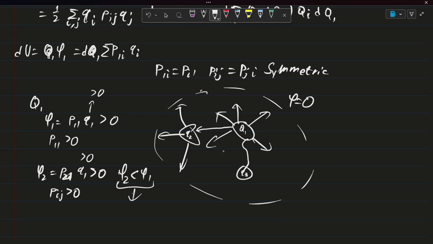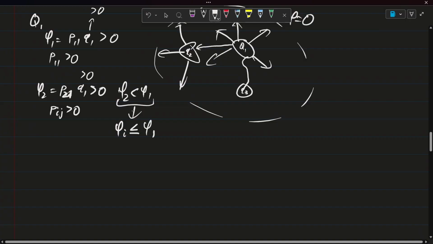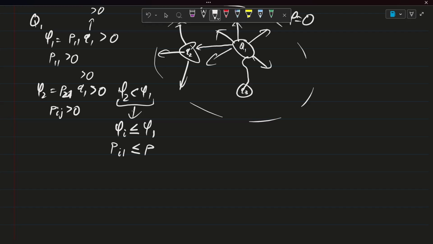This would mean that their potential is the same, meaning that instead of phi 2 is less than phi 1, you could state that phi i is less than or equal to phi 1. Now, if you express this much further, and assuming it's just Q1, this would mean that P i1 must be less than or equal to P11. Or in general, P ii is greater than or equal to P ij. And this is the third property of the coefficient of potential.